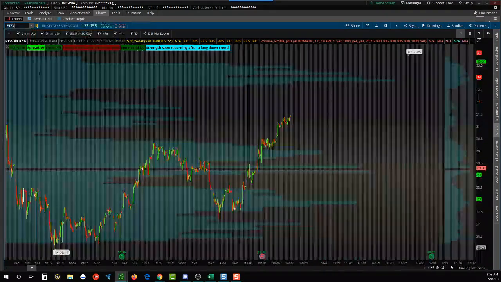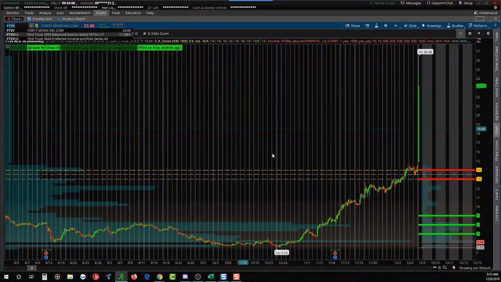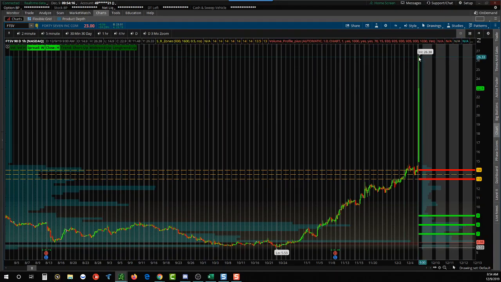FTSV 47 Incorporated. What a move this thing, huh? It's up 60%. And notice that it's already faded back from the highs, $4. And it's still up in the 50 something percent. That's an amazing move from $14 to $26.